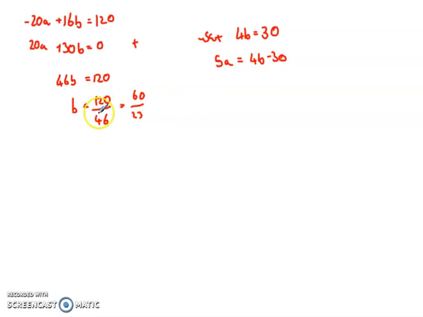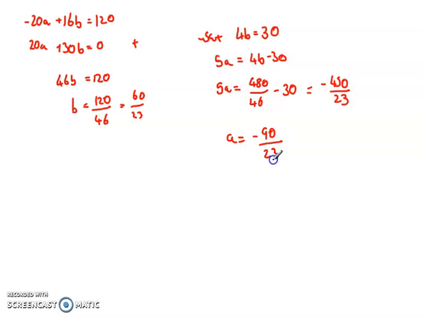Now b is this 120 over 46. From that, I can say that 5a is equal to 4 times 120, so 480 over 46. Take away 30. Calculating that, that means that 5a is equal to negative 450 over 23. Divide through by 5. What I then end up getting is that a is equal to negative 90 over 23. Nobody ever said the numbers at Advanced Higher were nice.